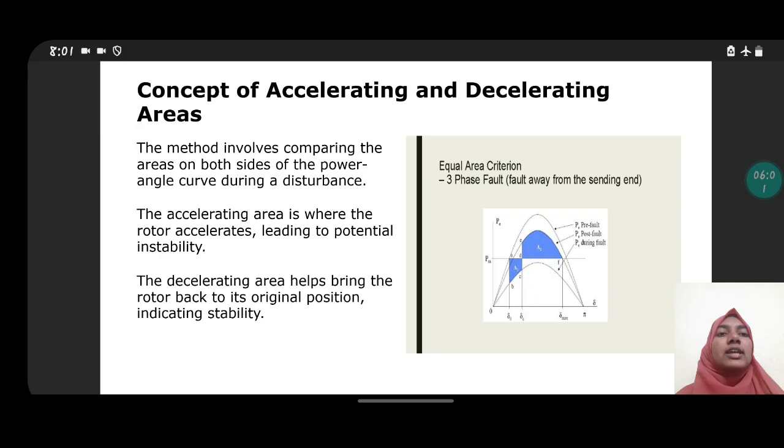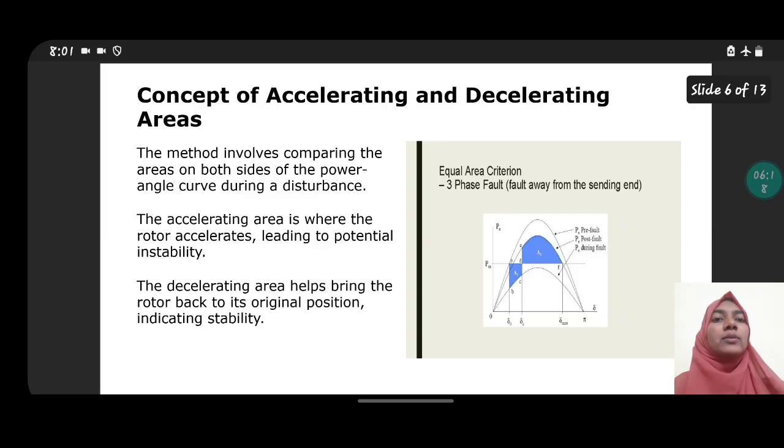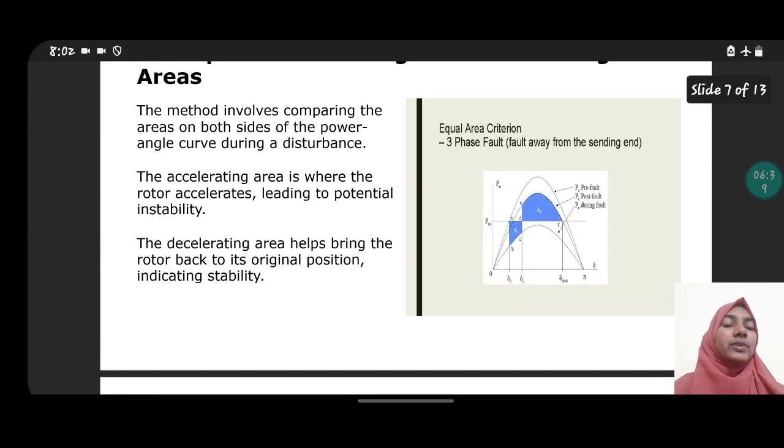The accelerating area is where the rotor accelerates, leading to potential instability. The deaccelerating area helps bring the rotor back to its original position, indicating stability. So here accelerating is nothing but where the rotor accelerates, leading to potential instability. It means it accelerates with high speed. By deaccelerating the motor, we can bring back our motor to normal position, indicating stability.